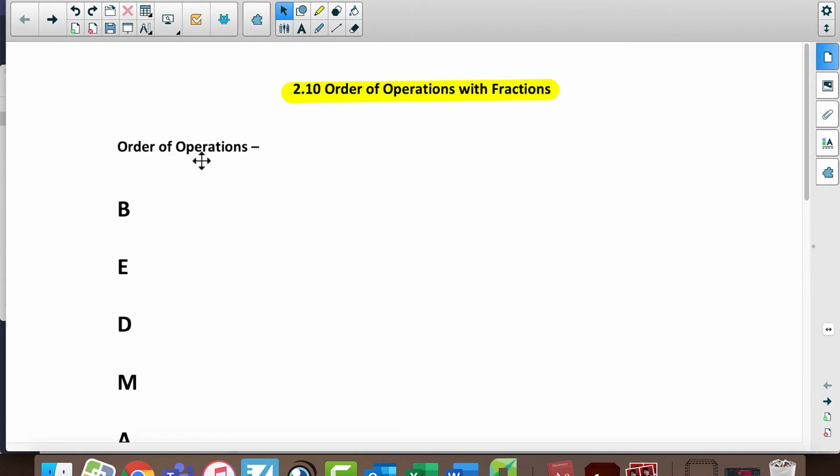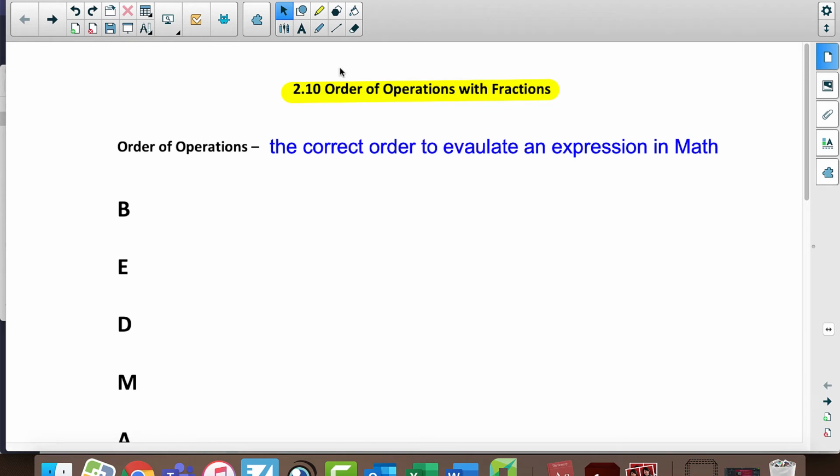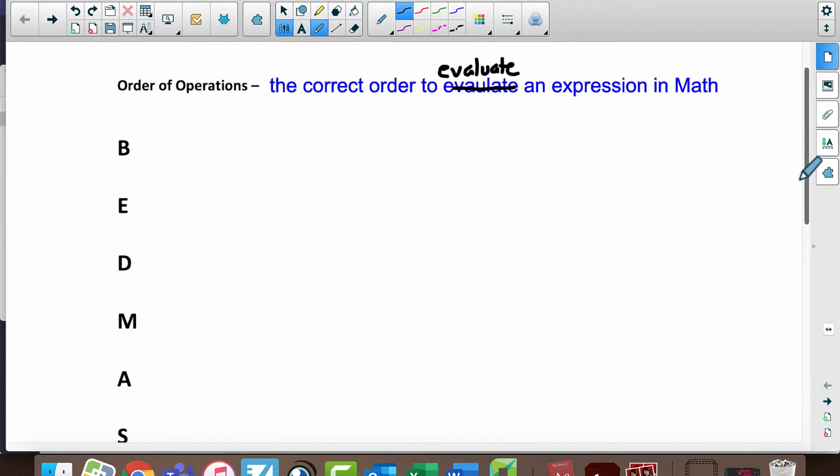So, do you know what we're talking about when we talk about order of operations? It's just the correct order to evaluate an expression in math, right? There's a right order to do it, just like many things in life. When you get ready in the morning, you don't get dressed and then have your shower. That's a bad decision, people. You want to have the shower first before you get changed. Okay, I won't go through the reasons why.